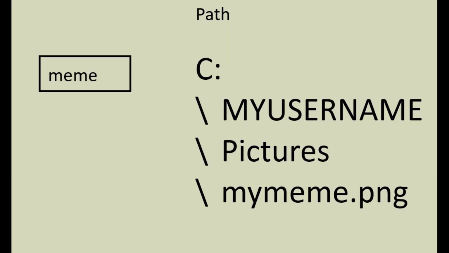For example, if I have a photo of a meme, in order to describe where it is, I might use the path c/myusername/pictures/mymeme.png. The path is important to describe the exact steps taken to reach the file. It starts at the most general, which would be the entire drive, and incrementally gets smaller until it isolates the desired location, which would be some file or directory, in this case, the meme.